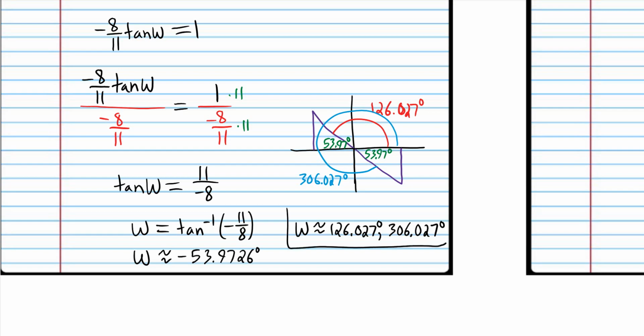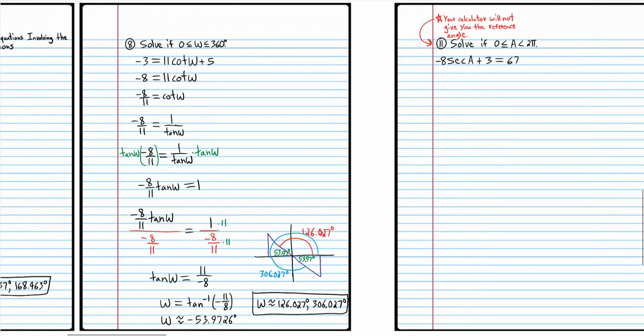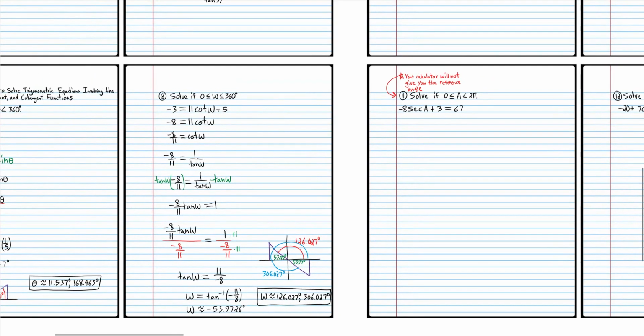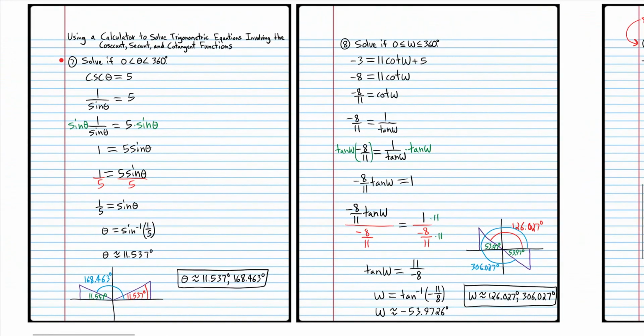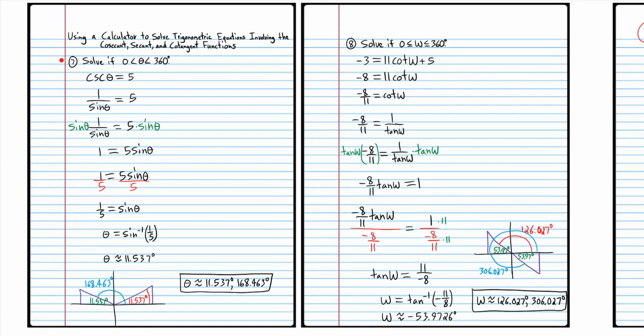So again, our calculators cannot find the angle inside a cotangent function within an equation because our calculators just don't have a cotangent inverse button. Okay, so you can get a picture of these with your phone if you'd like. We're going to do one more of these.